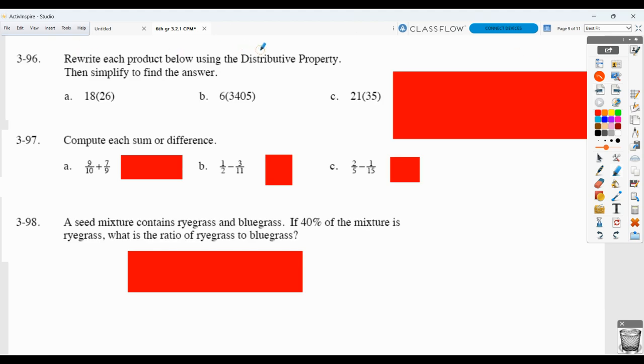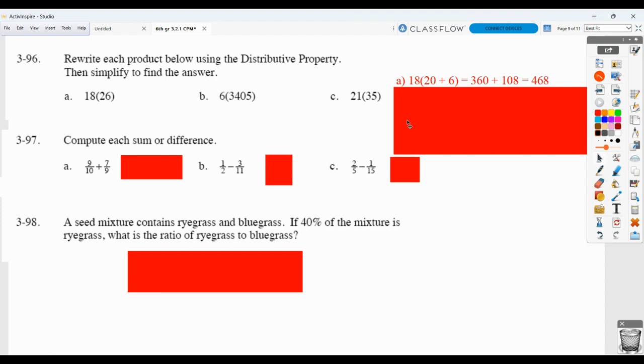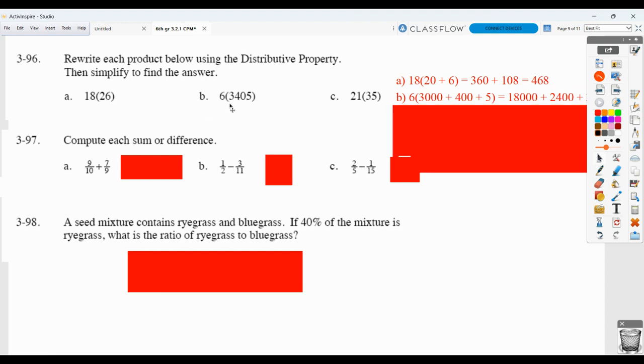Here, we have to rewrite the answers with the distributive property. So again, this is related to the idea of the area models. So as we talked about, you can make this 18 times 20 plus 6, in which case you get 360 plus 108 equals the total. Or you can make it 10 plus 8 times 20 plus 6, in which case you'd have 10 times 20, 8 times 20, 10 times 6 and 8 times 6, and add them all together. Gives you the same total. This would be the correct one for this one.